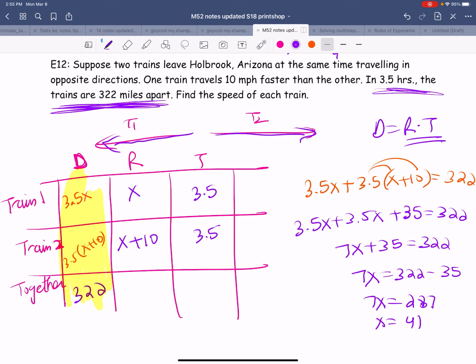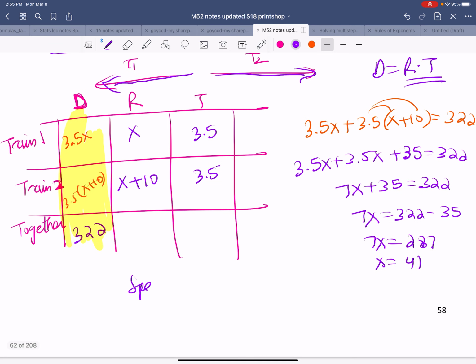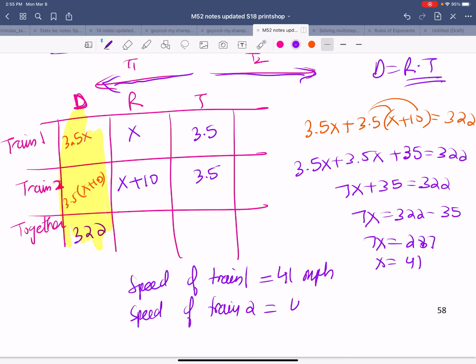So we wanted to find out the speed of each train. We can say the speed of train number 1 is 41 miles per hour. Speed of train number 2, we were given in the problem that the other train goes 10 miles faster, so 51 miles per hour. And that's all in the applications of rational equations.